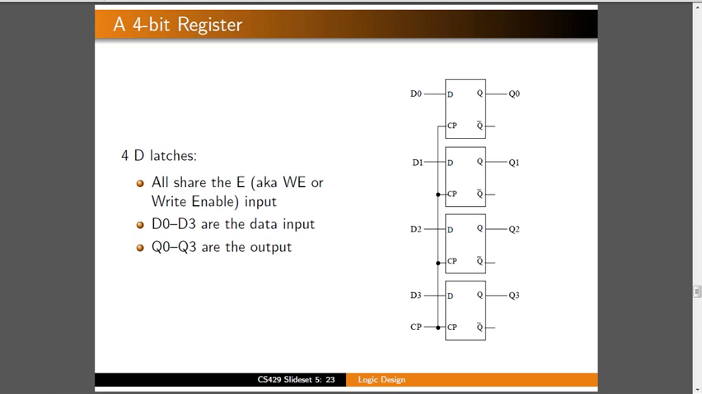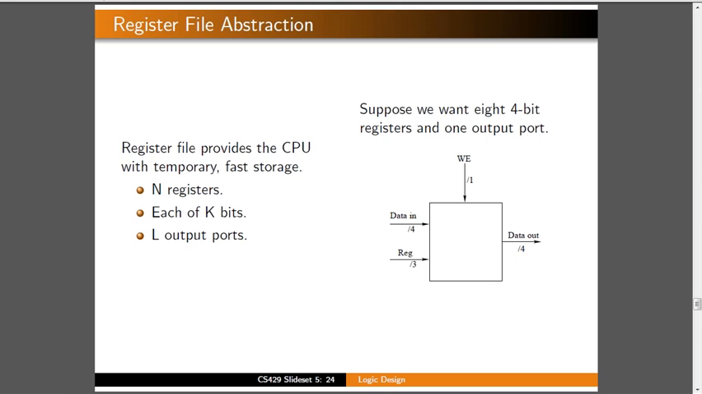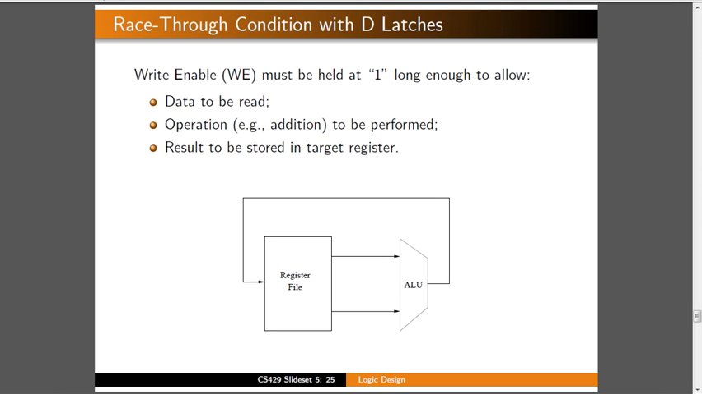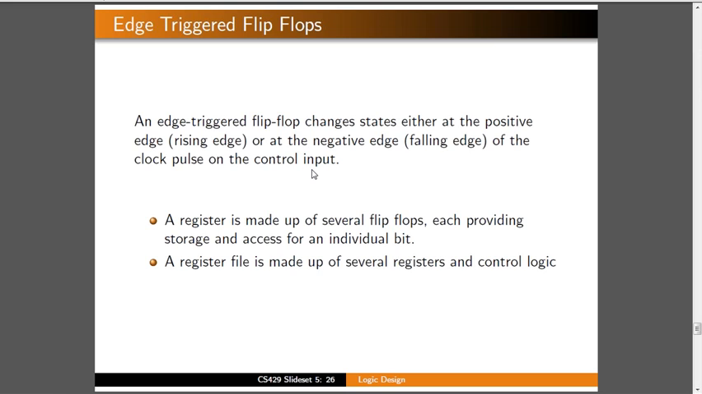Next is the 4-bit register that uses 4 D latches. All share the E, also known as WE or write enable, input. These are D0, D1, D2, D3, CP. D0 to D3 are the data inputs, Q0 to Q3 are the outputs. Then next is the register file abstraction that provides the CPU with temporary and fast storage access. Then there is the race condition with D latches, which is used in combinational circuits.